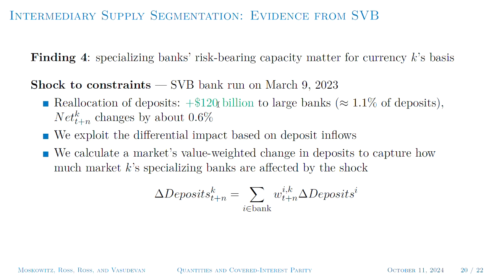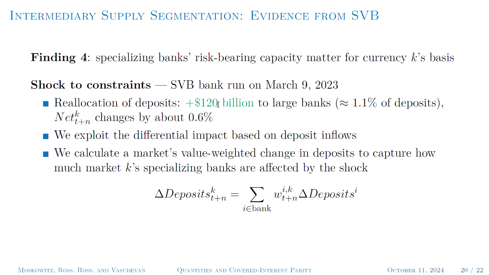So the intuition that's going on behind here is that some banks had a very large inflow of deposits and some had less of an inflow of deposits. The banks that had a very large inflow in deposits, their constraints became less binding. And as a result, the markets in which they are intermediating should be the markets that have a smaller basis after the event. So we're going to run a regression to try and capture that.